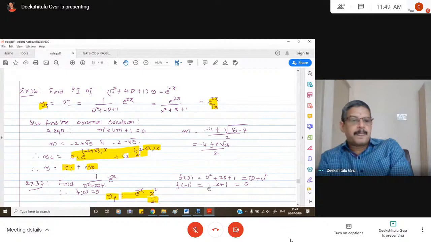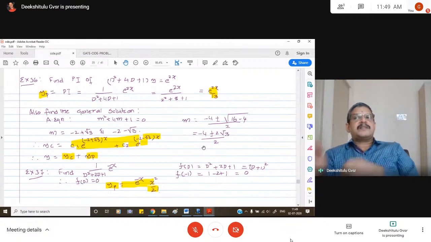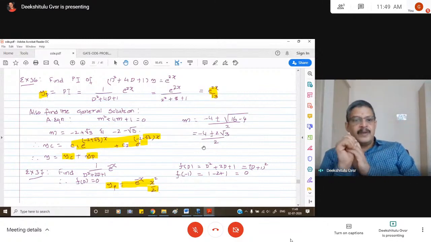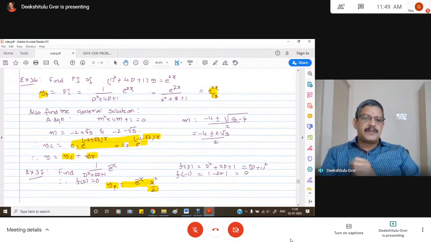Very simple. And find the general solution. If you are asked to find the general solution, that means you have to find both the complementary function and the particular integral. For the complementary function, first write the auxiliary equation m square plus 4m plus 1.